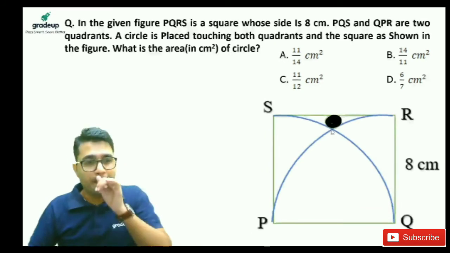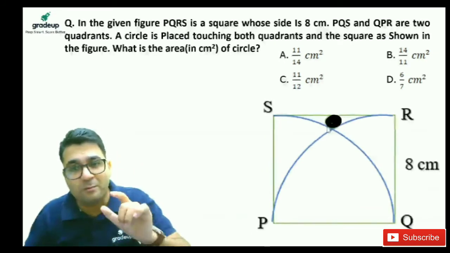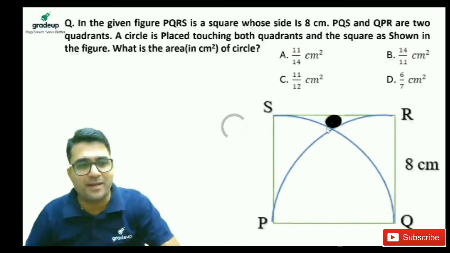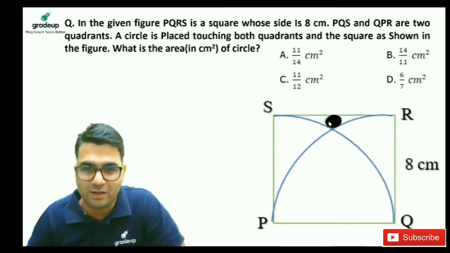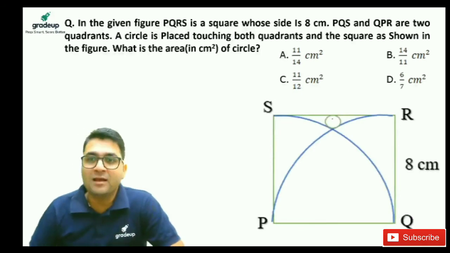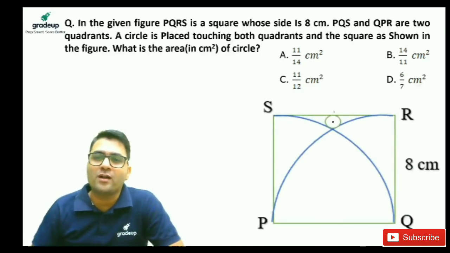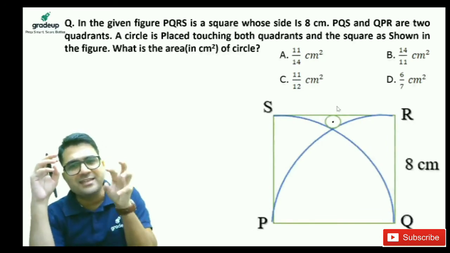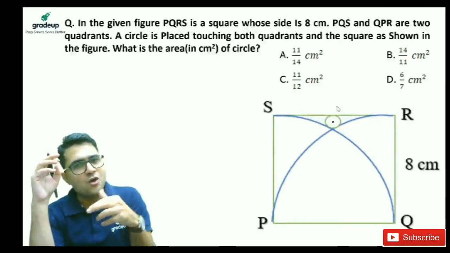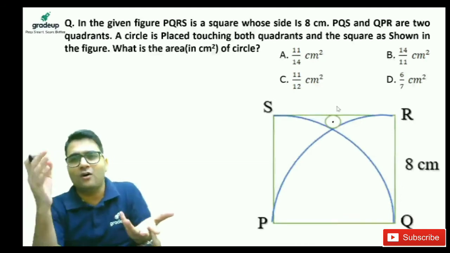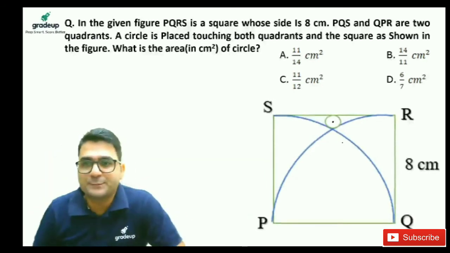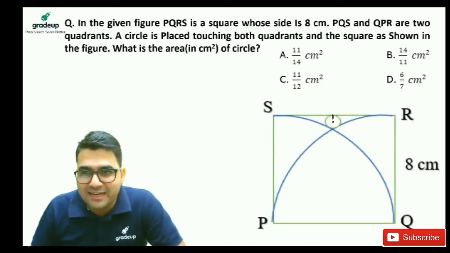This question is from the SSC Mains 2017 examination. This is a very beautiful question. Guys, in order to find out the area of this small circle, we just need the radius of this circle. Once we have the radius, we are done. I'm taking the radius of this smaller circle as r.